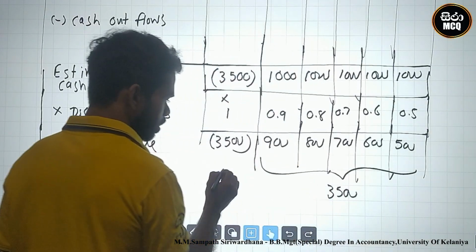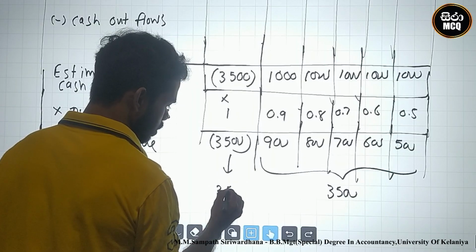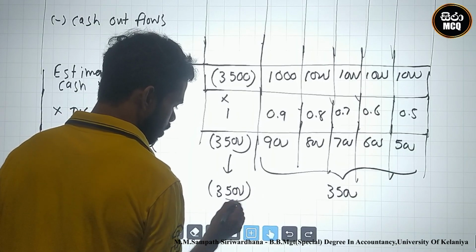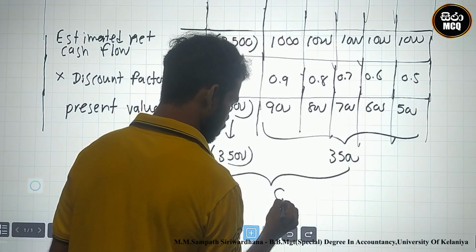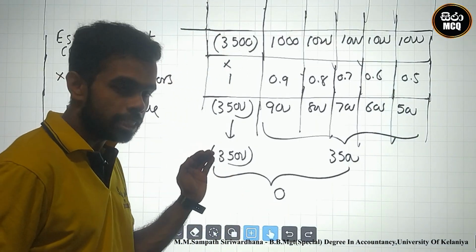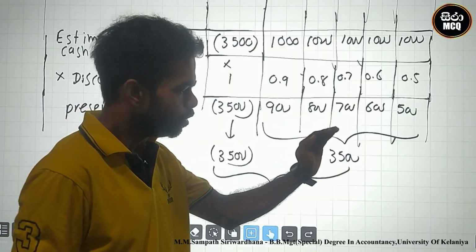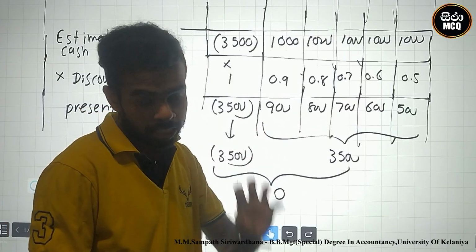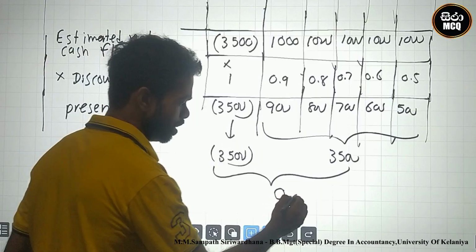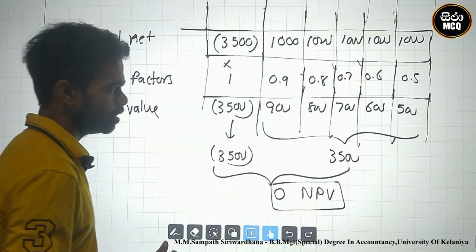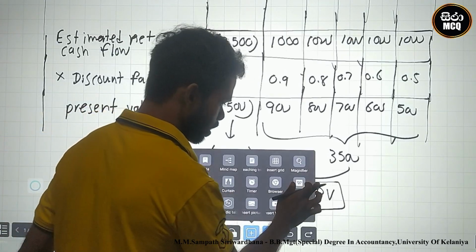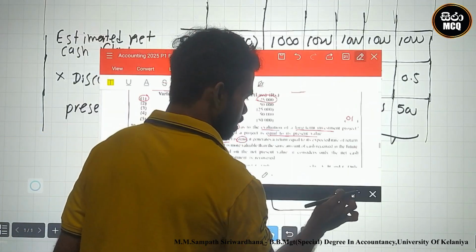There is 3,500 inflow present value, and this is the 3,500 outflow. What is the net present value? The net present value is 0. Why? The initial investment is equal to the present value of the inflows. Therefore, the net present value, NPV, is 0. This is your current situation.